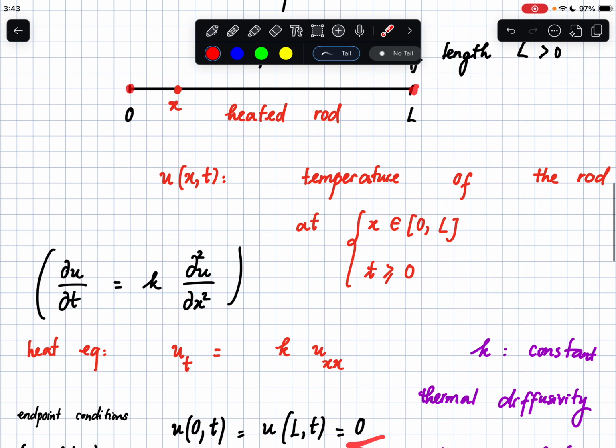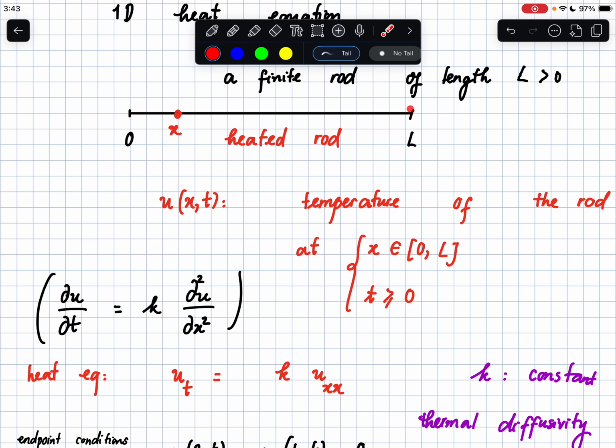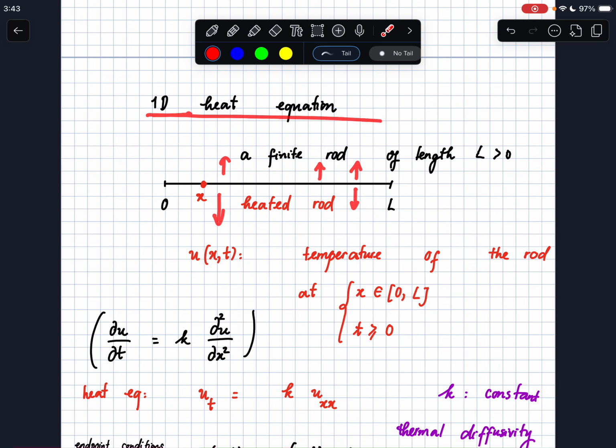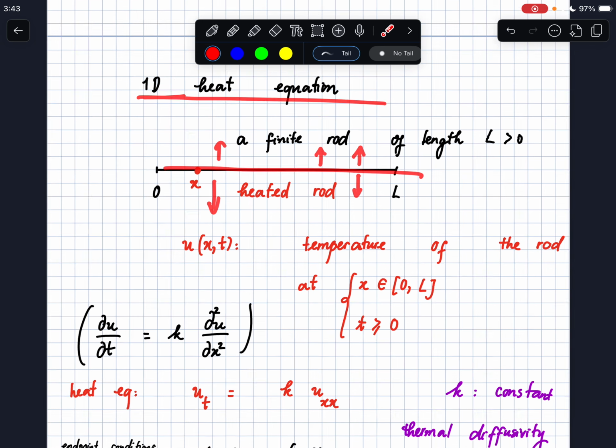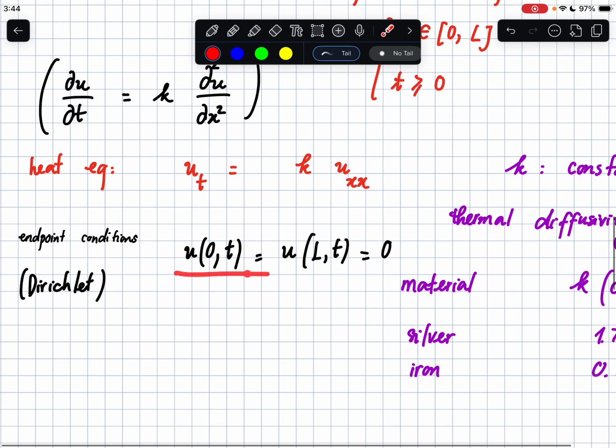And we do the 1D heat equation. So if, let's say, the two ends here are 0, if the heat wants to escape, it will escape through the ends. And we do not allow the heat to escape in the other direction. We only consider the one-dimensional heat equation. In this case, the two ends always have temperature 0.